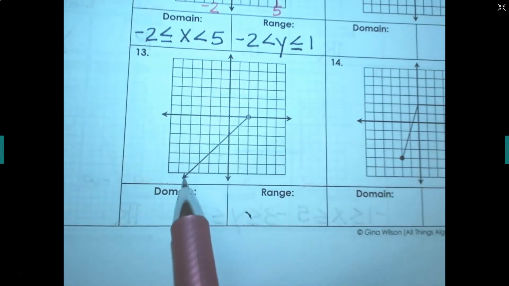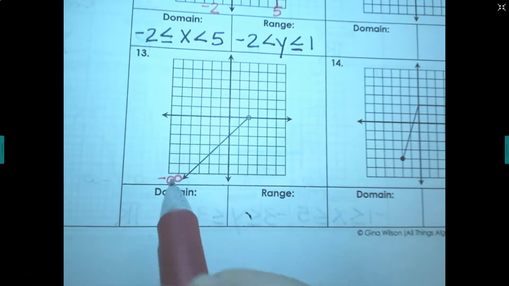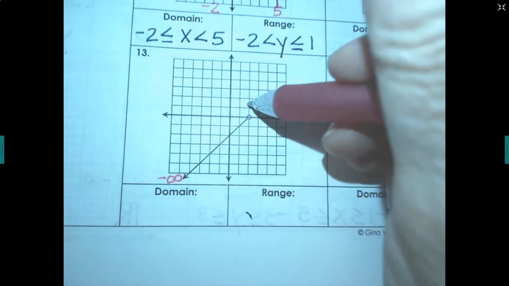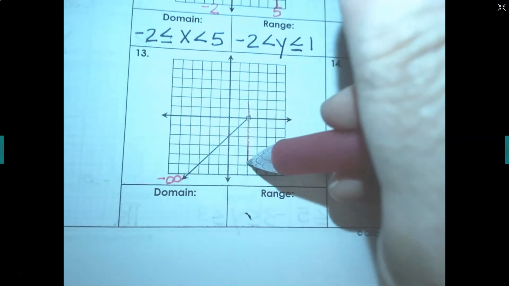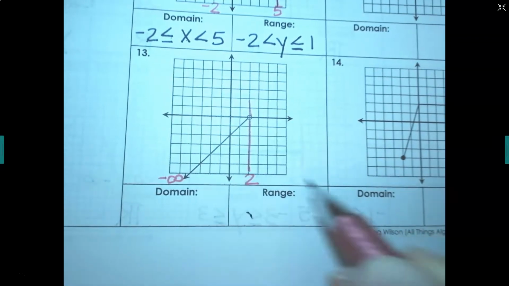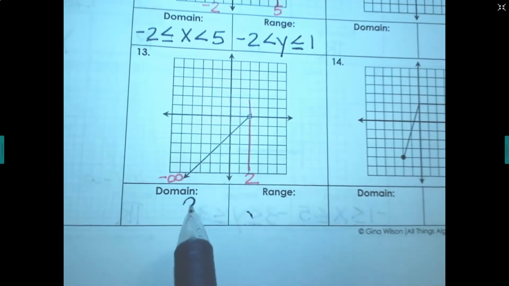On the left-hand side of the graph, there's an arrow, meaning it's going left forever, so that means it's going to -infinity. On the right-hand side of the graph, there's an open circle, and the graph does not go past that x value right there, which is a 2. Now, looking at this, only one of these is a number. I don't have two numbers, so there's not a definite start and stop. I only have the one number, so I'm going to use my 2.